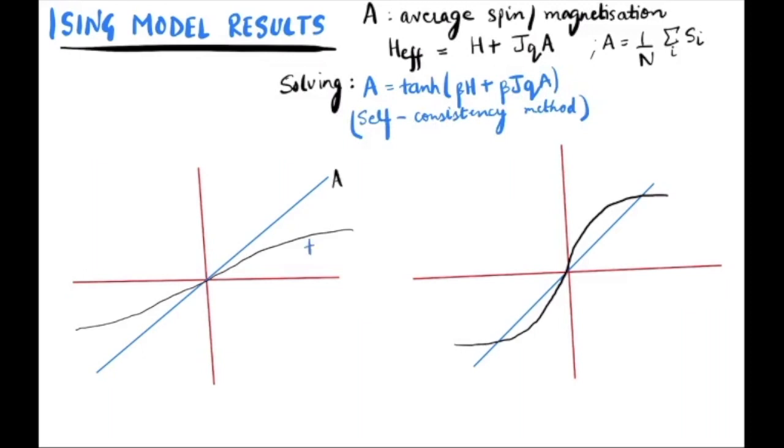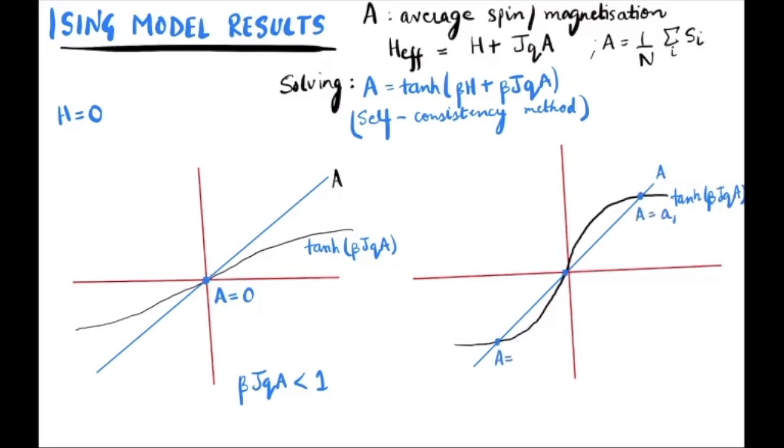When the magnetic field is 0, if we plot A and tanh of this function, we see that the graphs intersect at only one point, and this graph is for beta J q A less than 1, which means above the critical temperature. Whereas for beta J q A greater than 1, we see that the graph has 3 intersecting points, or we can say it has 2 non-zero magnetization values.